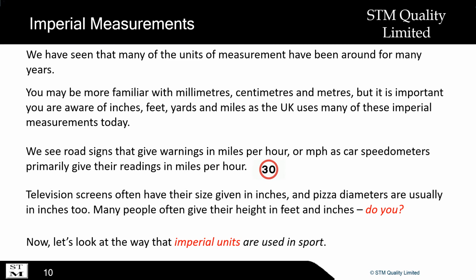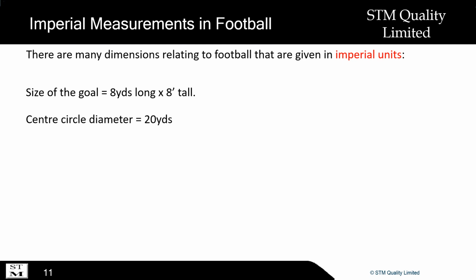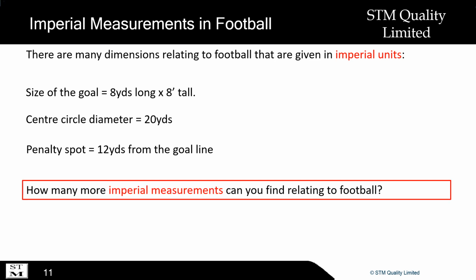Now, let's look at the way that imperial units are used in sport. There are many dimensions relating to football that are given in imperial units. Size of the goal is equal to 8 yards long by 8 feet tall. Centre circle diameter is equal to 20 yards. Penalty spot is equal to 12 yards from the goal line. How many more imperial measurements can you find relating to football?